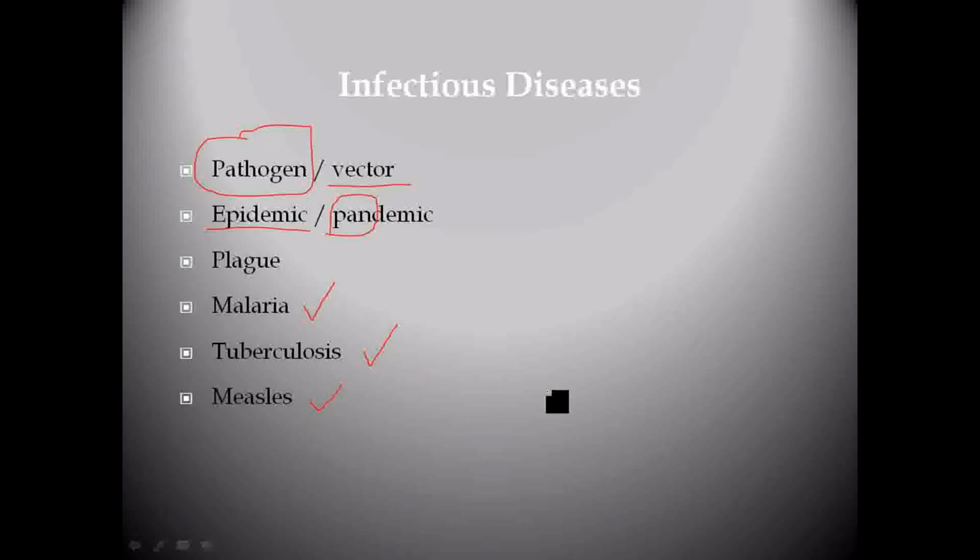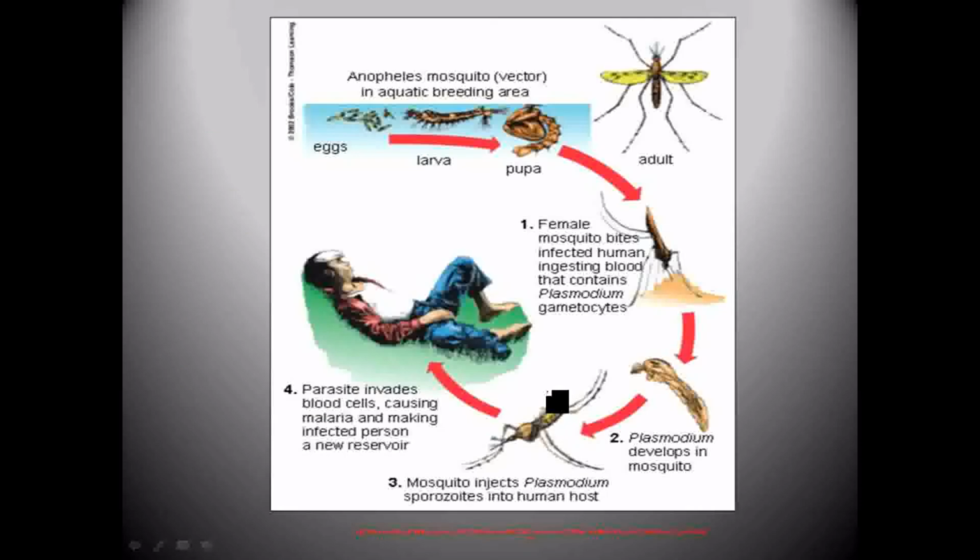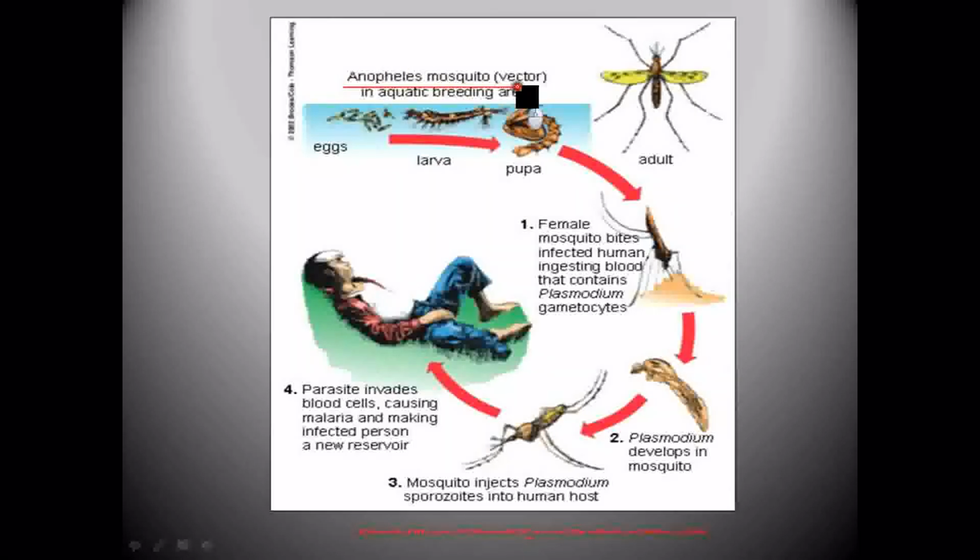So let's go through my graphics here on this. Here is the malaria diagram, and it kind of shows you the life cycle here. And you can see again, it's the Anopheles mosquito. The Anopheles mosquito is the vector, and the organism, the Plasmodium gametocyte, finds itself in the mosquito, and then when the mosquito bites the human and ingests the blood, the Plasmodium organism can get into the human.